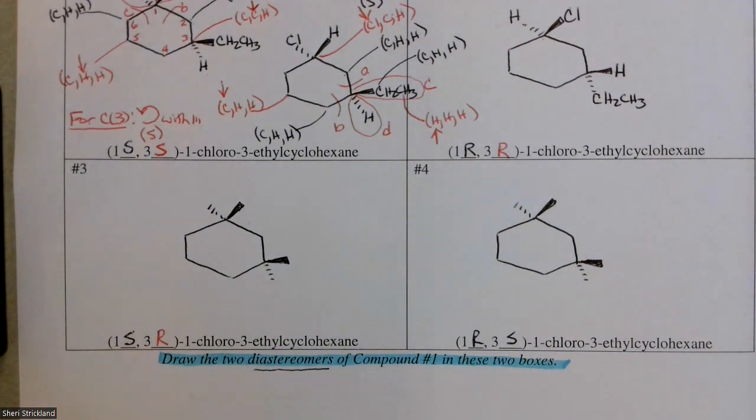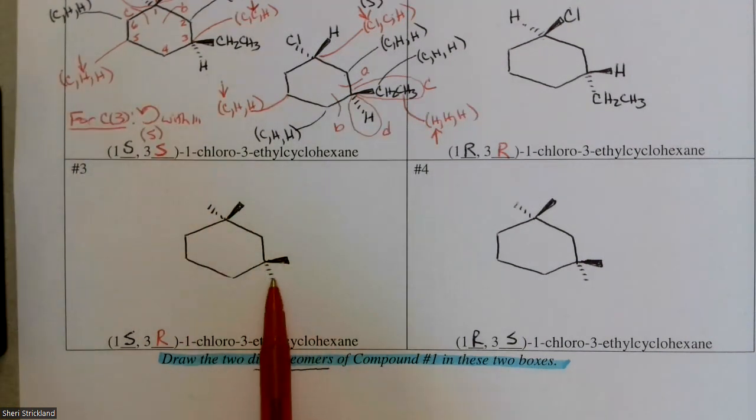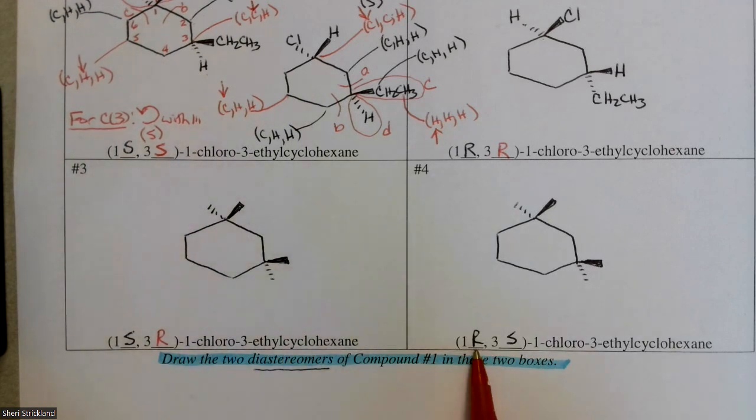All right. So what I want you to do is pause the video and draw where things need to be attached to this cyclohexane to make 1S,3R 1-chloro-3-ethyl cyclohexane, and then the 1R,3S stereoisomer. Pause the video and do those and come on back.